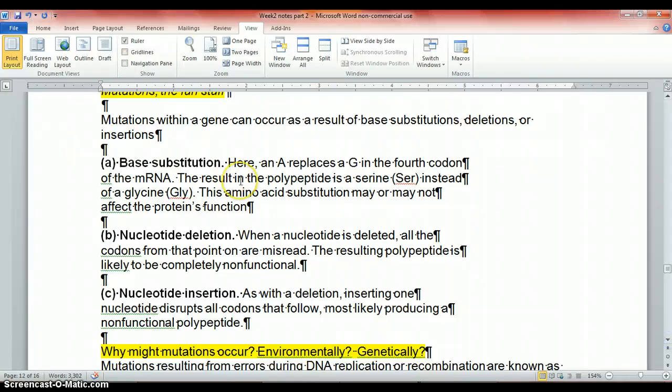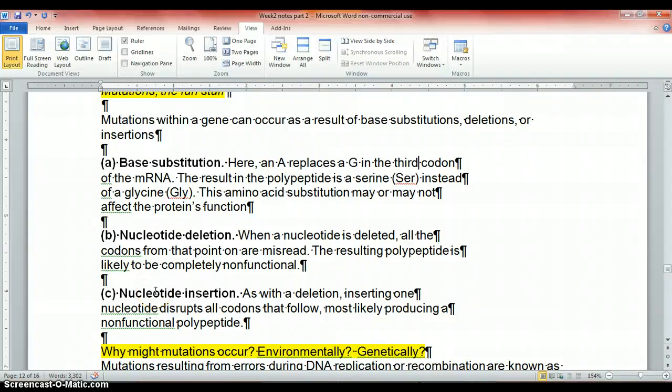So base substitution is where an A replaces a G in the fourth codon of the RNA. The fourth. So the result is a polypeptide. It should be the third codon, right? We're always dealing in thirds. And this is where the polypeptide is a serine instead of a glycine. The amino acid substitution may or may not affect the protein's function. Sometimes, like I said, that third codon is not too picky, so it could end up as the same thing, or it could change it.